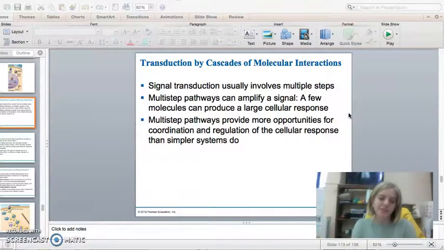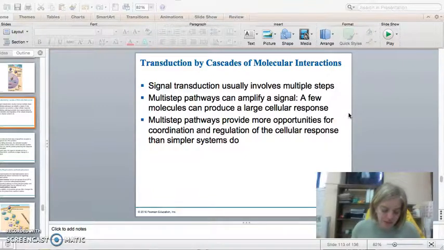The reason why this is important is because a few molecules can produce a very large response using these multiple steps. The signals can either be amplified, meaning that there's a greater response, or they can be distributed to other cells more readily. And so this results in a much higher level of coordination and regulation than a simpler step system.